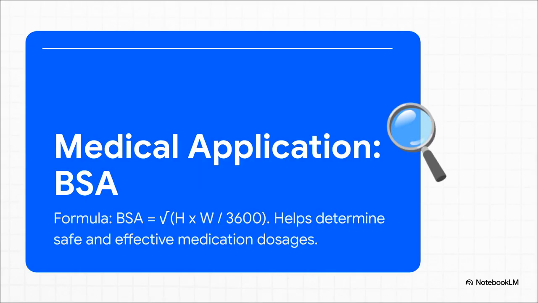Take medicine, for example. Doctors actually use a formula with a square root in it to calculate a patient's body surface area. And why do they need that? Well, it helps them figure out the exact right dosage for certain medications. It's all about making sure the treatment is not only effective, but totally safe.